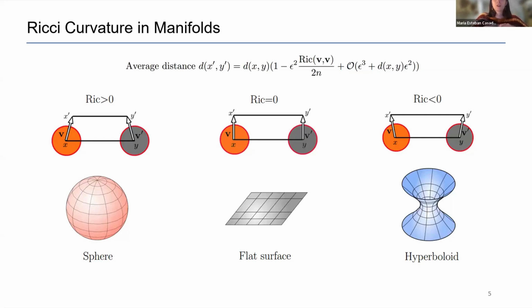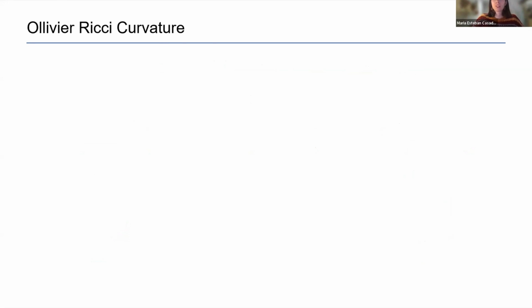So this is an intrinsic notion of curvature, which means that it does not depend on the space that it is embedded in. So we would like to define a similar notion, but in the context of graphs. So of course, as graphs don't have a differential structure, we have to use different techniques. And in this case, the Ollivier Ricci curvature is an edge-based curvature that can be formulated in terms of an optimal transport problem.